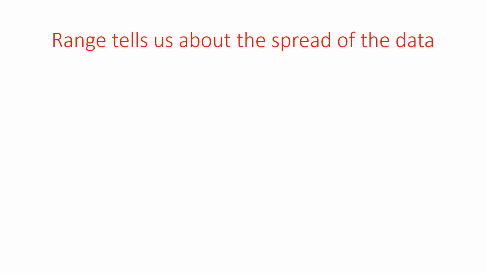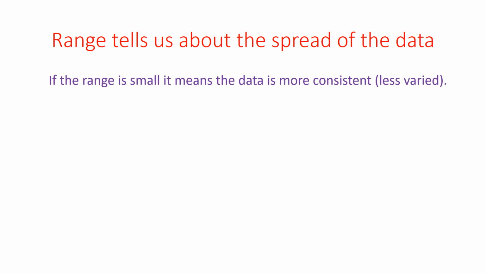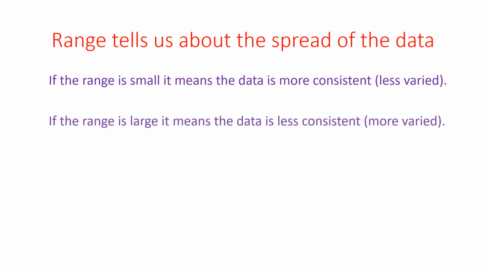So just a little bit more information about range. I said already, it tells us about the spread of the data. If the range is small, it means the data doesn't vary that much and it's more consistent. If the opposite is true, if the range is large, it means that the data is less consistent or more varied. And those words are worth remembering, consistent and varied.